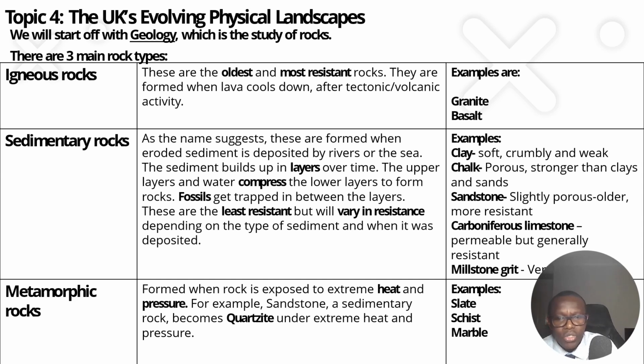And moving on to the next type of rock, the metamorphic rocks are formed as a result of extreme heat and pressure. For example, sandstone, which is a sedimentary rock, becomes quartzite when exposed to extreme levels of heat and pressure. And you have the examples again on this slide. So slate, schist, and marble.